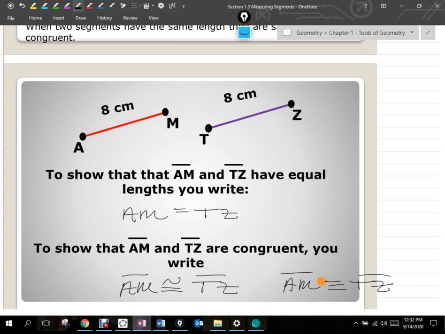All right? If I have two segments that I know are congruent, I automatically know their lengths are equal. If I have two segments that I know have equal lengths, then by definition, I know they're congruent because they meet the fact of both being the same shape and both having the same length.